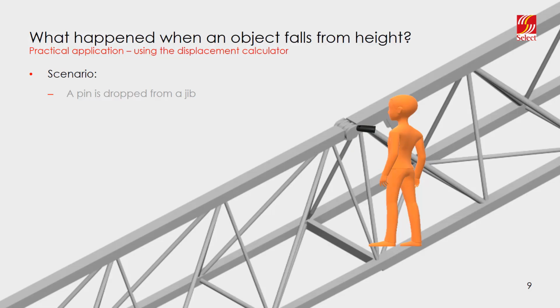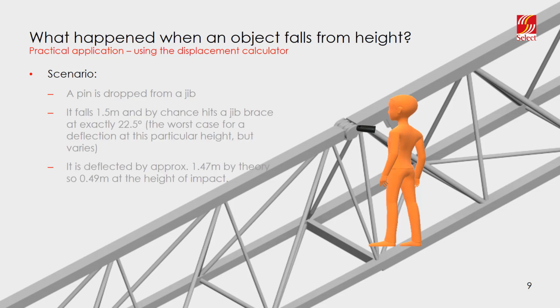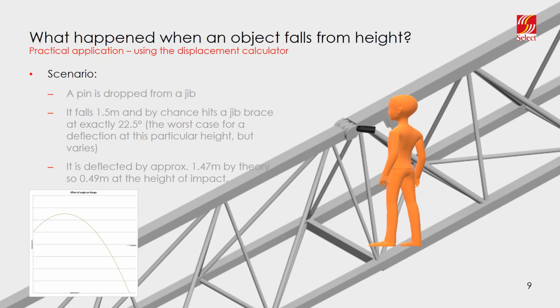So let's show that in an example. If we allow our erector to accidentally drop a pin from a tie bar, it's going to fall 1.5 meters down to the jib, and it's going to hit the jib at a magical 22.5 degrees, which is the worst case for this example. So from our theoretical calculator, at the height of that drop, it will deflect 1.47 meters. That's at the same level as the first impact.